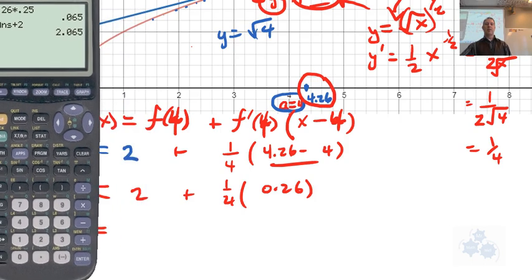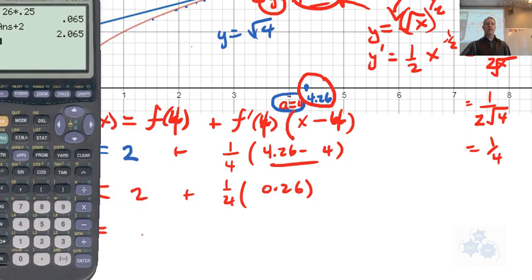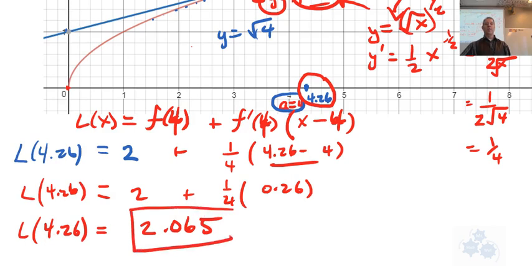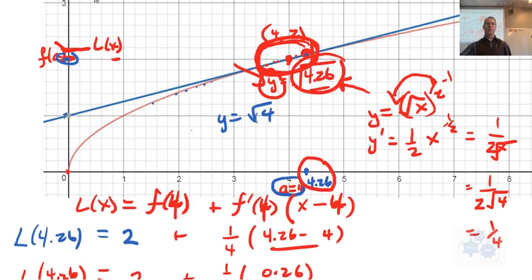And that's what we're going to get for this right here, correct? 2.065. So the approximation of, in this case, the square root of 4.26, we have calculated using linear approximations as a value of 2.065. So if I can clean this up a little bit, this point right here has an x value of 4.26 and a y value of 2.065. You see that? That's the coordinates of this point right here.